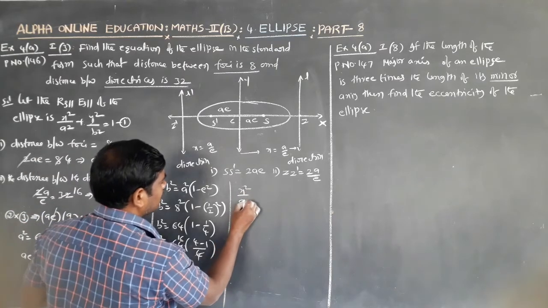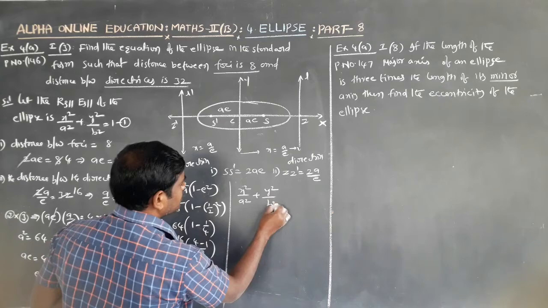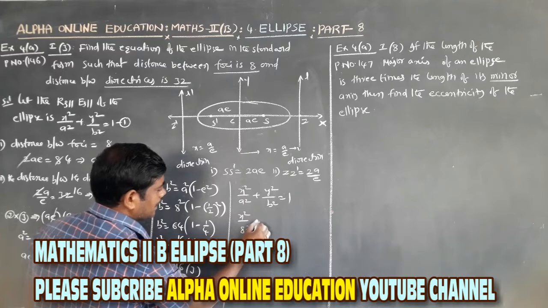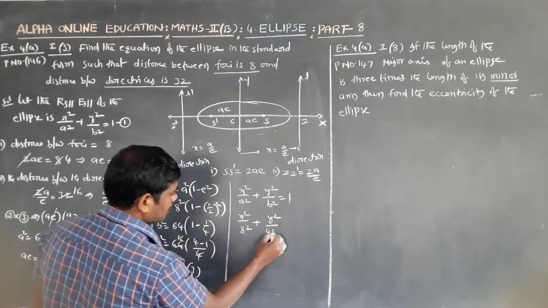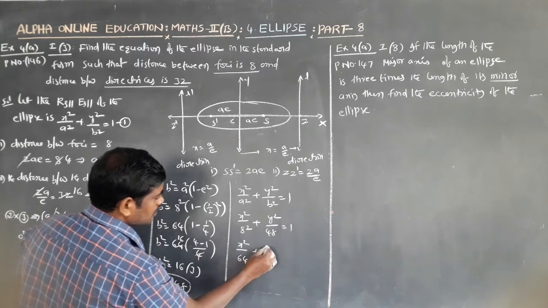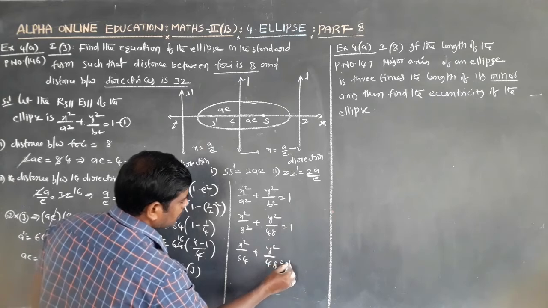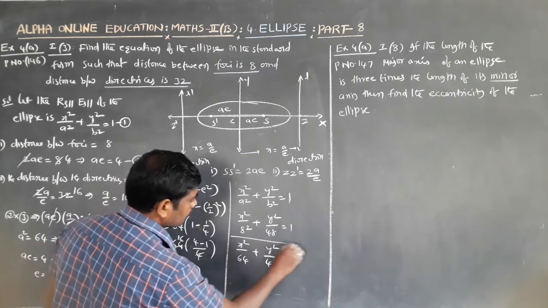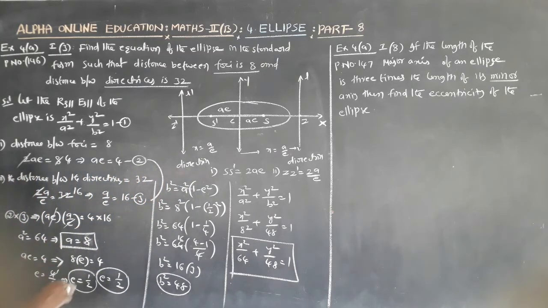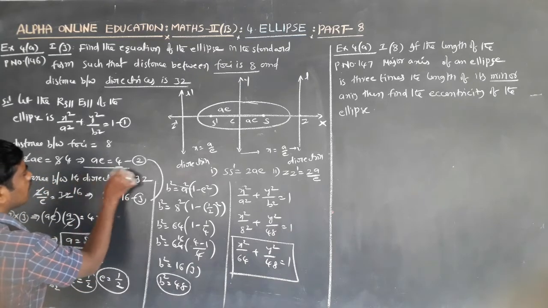The required equation of the ellipse is x square by a square plus y square by b square equal to 1. X square by 64 plus y square by 48 is equal to 1, which is the required equation of the ellipse. Here the given condition, distance between the foci means 2AE is equal to 8, so AE is equal to 4.